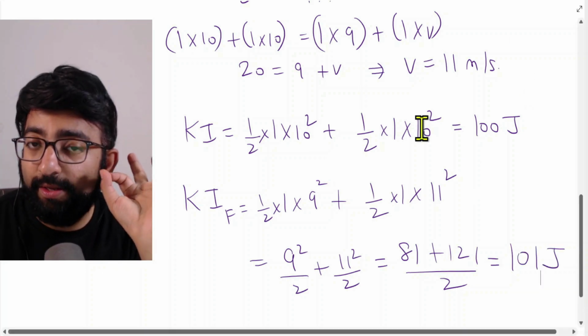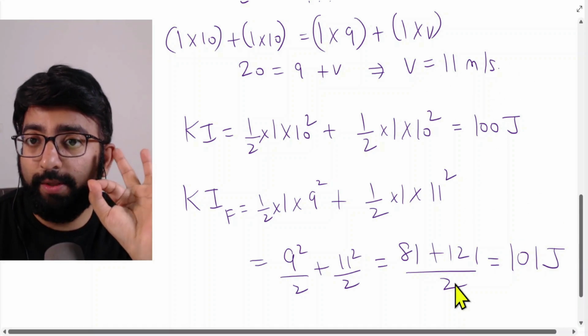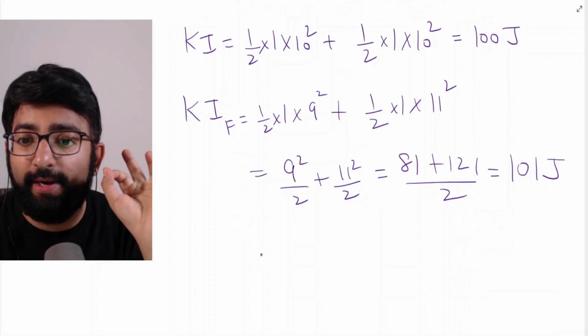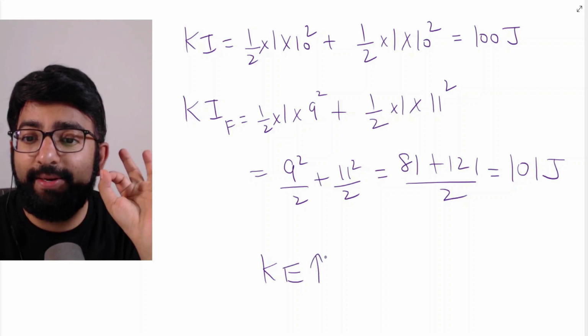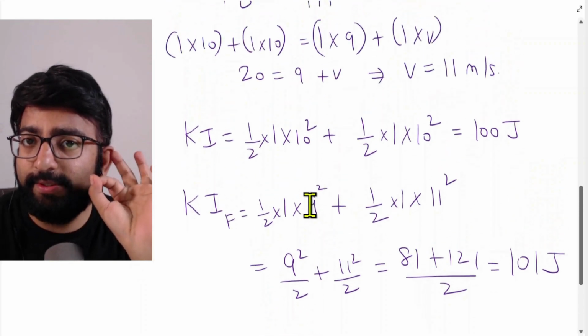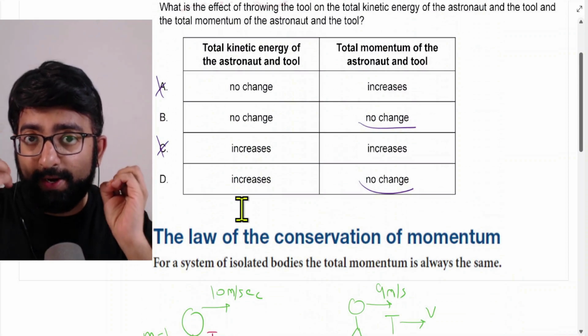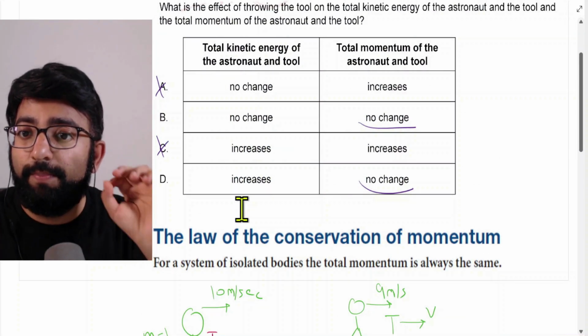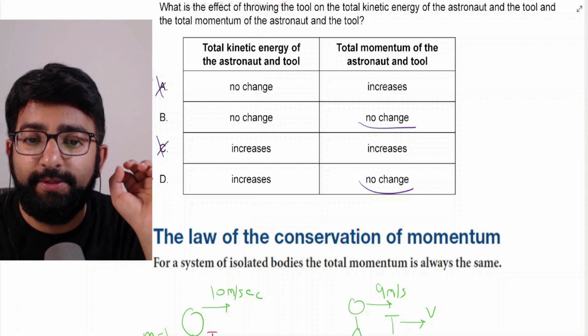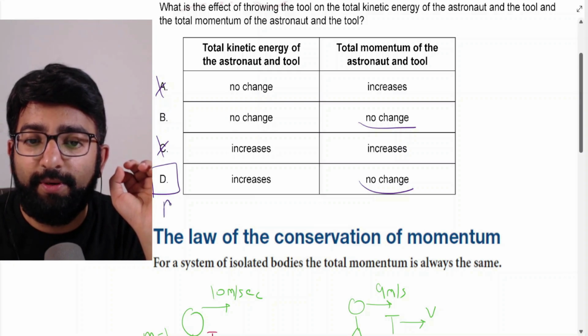So initial kinetic energy was 100. Finally, it was 101. Hence, we can say kinetic energy actually increases. So please remember this as a rule. In questions like this, total kinetic energy of the entire system will increase, but the momentum does not change. Hence, the answer is option D.